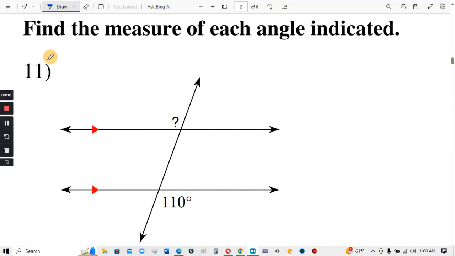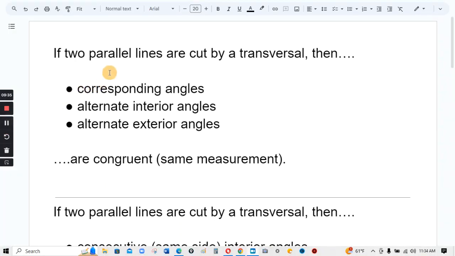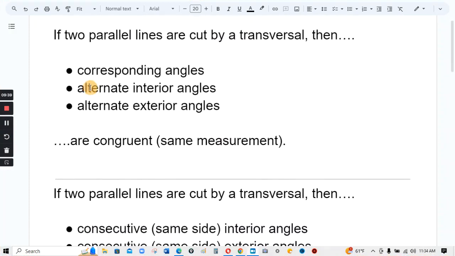Starting with number 11, they want us to find the measure of each angle indicated. They are going to be giving us parallel lines here. You see these little triangles here? These indicate that the lines are parallel. When you have parallel lines that are cut by a transversal, the corresponding, the alternate interior, and the alternate exterior are going to be congruent. That means the angles are the same measurement.